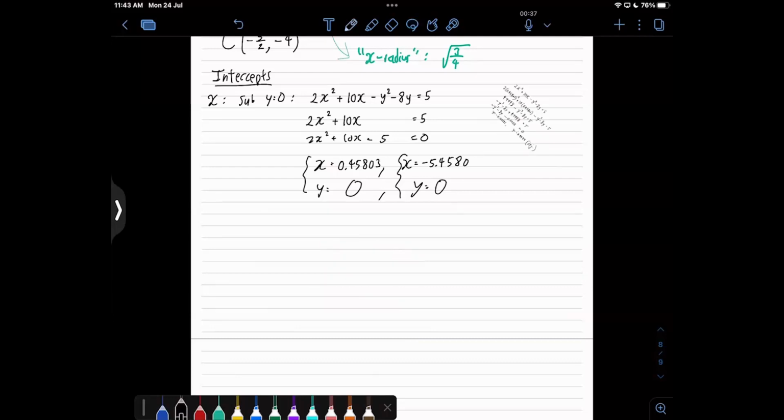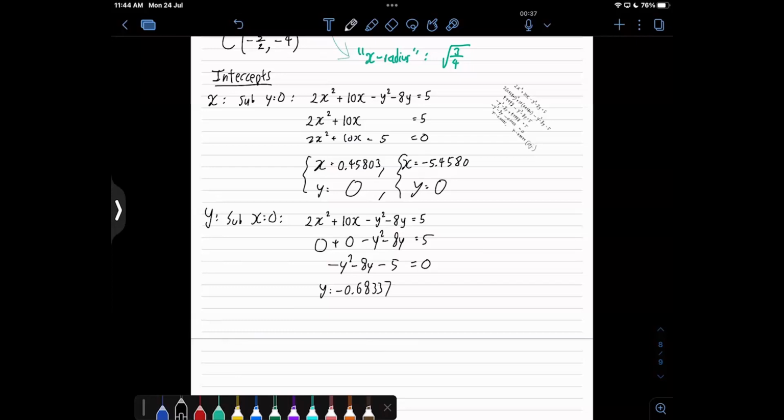How about y-intercepts? You just sub x equals 0. So you just go back to this equation, but you replace the x with 0. So 0 plus 0 minus y squared minus 8y equal to 5. So we get minus y squared minus 8y minus 5 equal to 0. You can times -1 if you want, or just type in a calculator. So -1, -8, and -5, I end up with -0.68337, -7.316. So yeah, that's it. That's my two y-intercepts already.